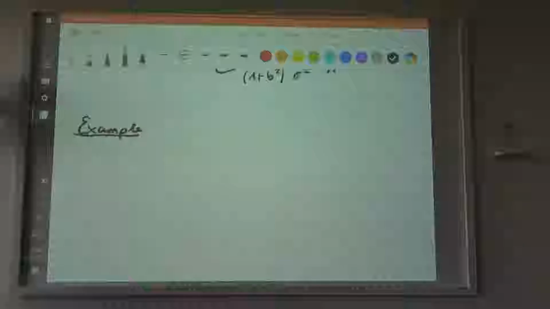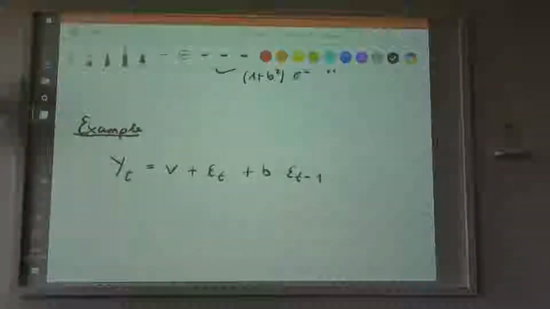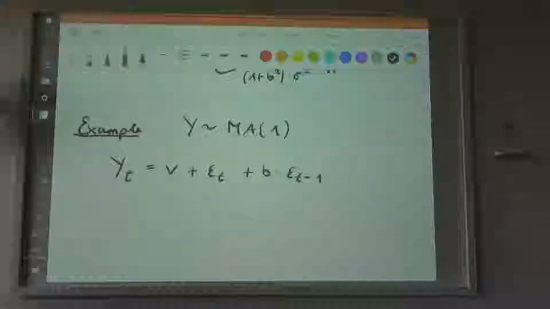Suppose that you have a moving average process of order P. Now let's start with the first order moving average process. So you have constant plus the white noise plus B times epsilon T minus 1. So here you have that the stochastic process Y is going to be a moving average process of order 1.